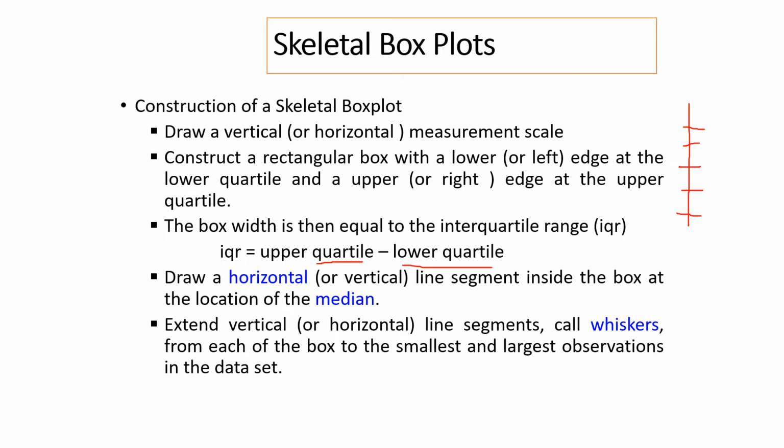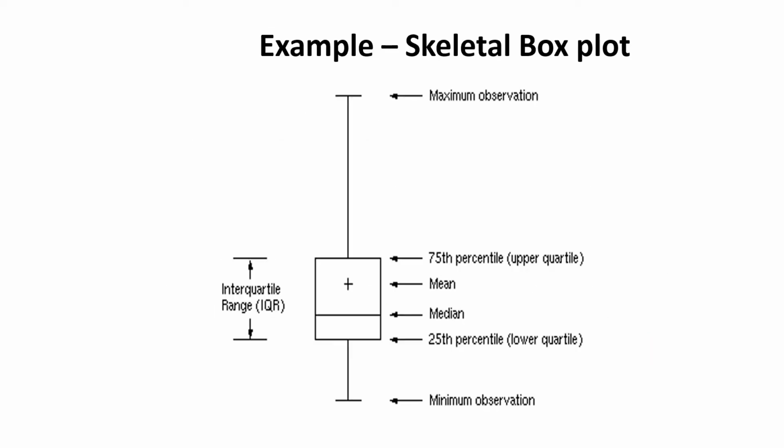Draw a horizontal or vertical line segment inside the box at the location of the median. So you need to also show the median. Extend vertical or horizontal line segments called whiskers from each end of the box to the smallest and the largest observation in the data. So this is an example.